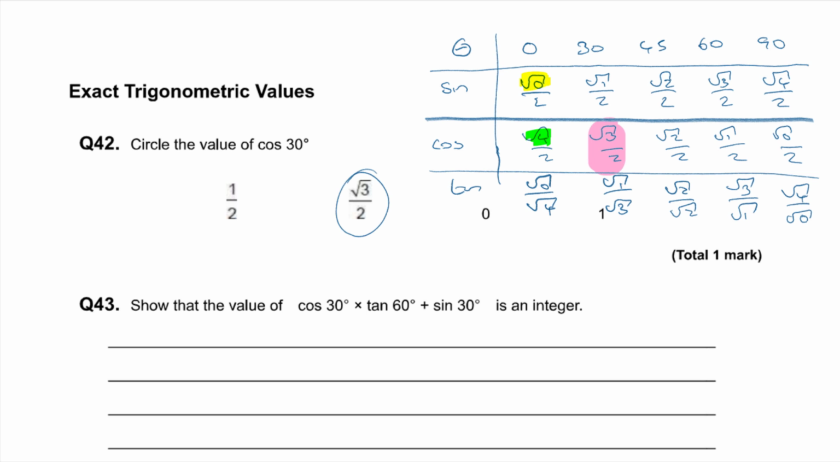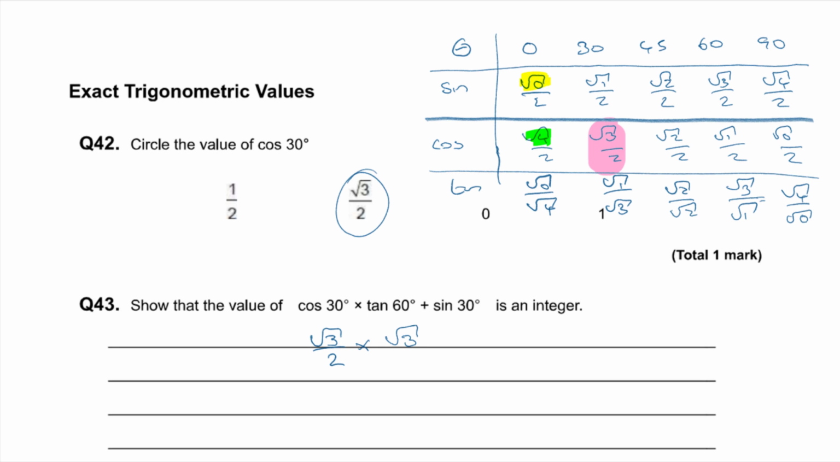Question 43, show the value of cos 30 times tan 60 plus sine 30 is an integer. Well, cos 30 is the one I just had. That was root 3 over 2. I'm going to times it by the tan of 60. Tan 60 on my table says root 3 over root 1, but I know that root 1 is just 1. So that's the same thing as root 3 over 1, or just root 3. So this one simplifies down to root 3.